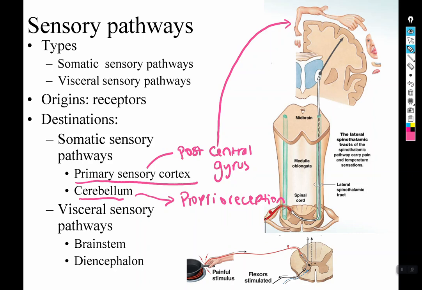The visceral sensory pathways, unsurprisingly, arrive at nuclei in the brainstem, so pons and medulla, and at the diencephalon, so hypothalamus and thalamus.